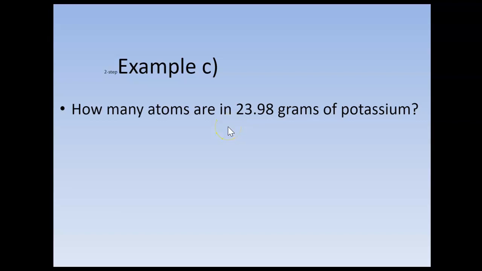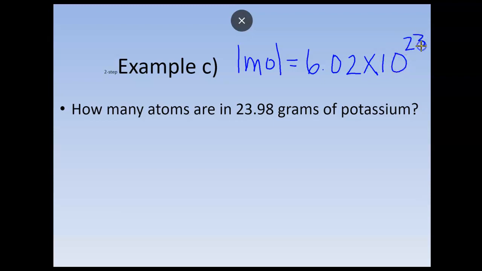Okay, so here's another example. In this case, we're going to be using a different conversion factor. And for this conversion factor, we want to remember and understand that for every 1 mole of any substance, no matter whether it is an atom or a compound, 1 mole of any substance is equal to 6.02 times 10 to the 23 particles. And by the word particles, we mean either atoms or molecules or formula units, whatever we have.